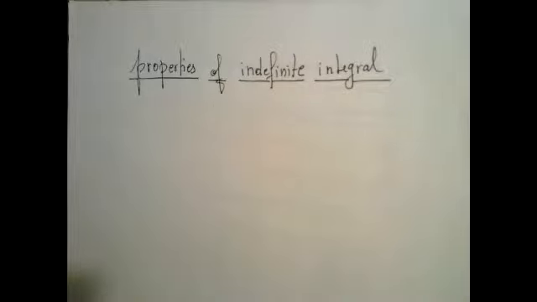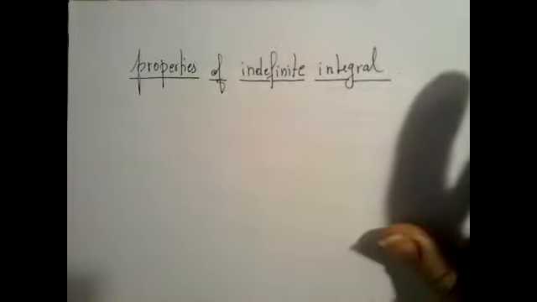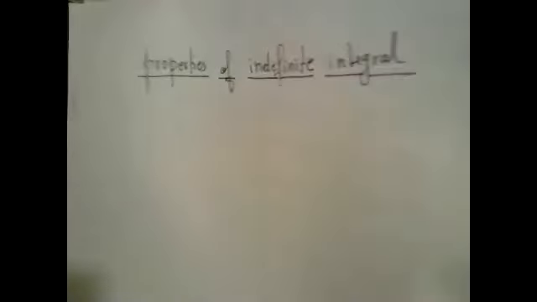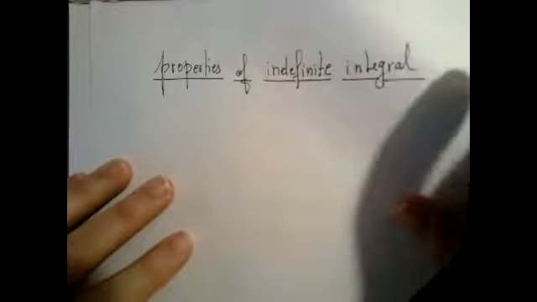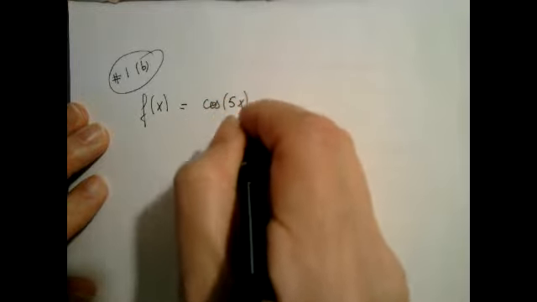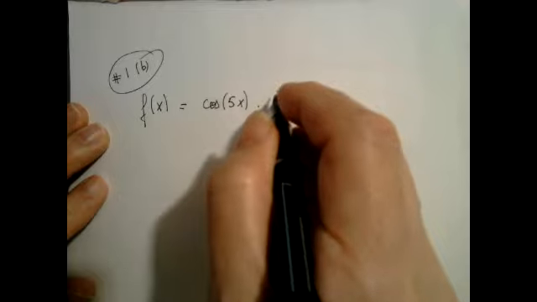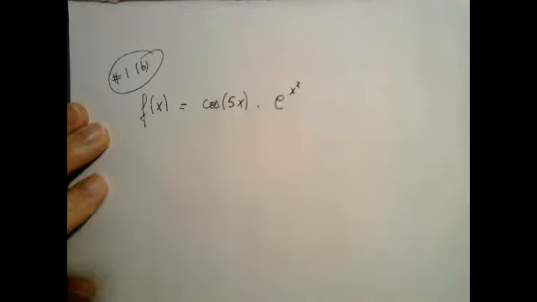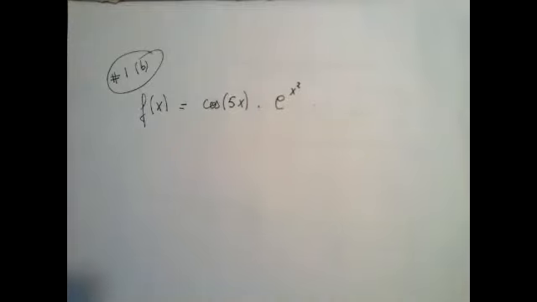2. But before going to number 2, I will have to remind you the property of indefinite integral. But first we do number 1. 1 is just for you guys to remember the differentiation. That's really my goal. So I look at number 1. And the question is find the derivative of the function f of x equal cosine 5x times e to the x squared. All right, so this is a function. The question is simplifying the derivative.